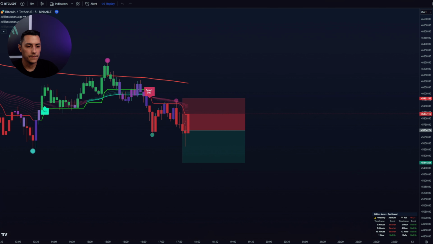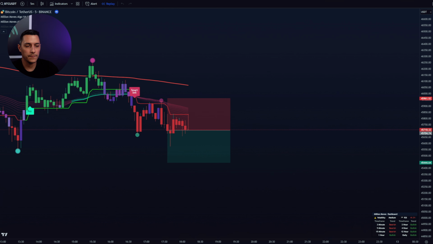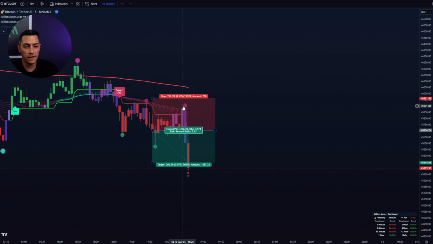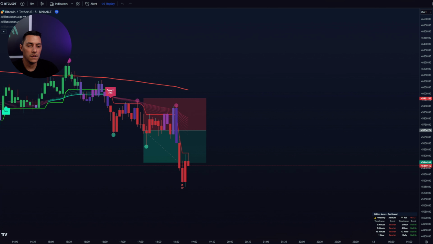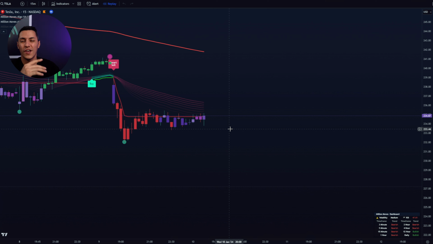Move on. Okay, price reverses. Comes very close. We have a second dot. This is now our confirmation. And yeah, price moves just down. Okay, now I show you an example on a stock chart.